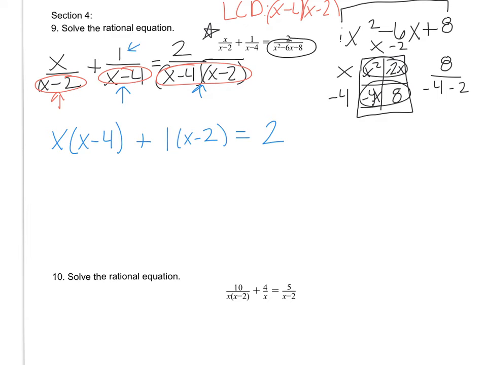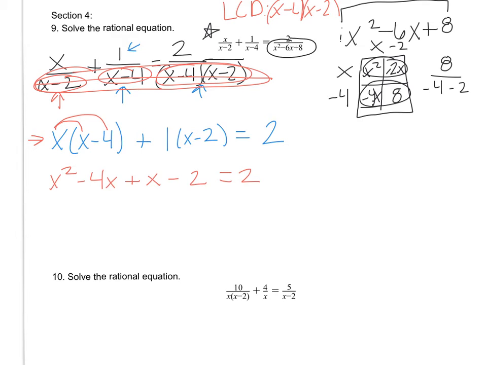Now, this is actually my new problem, because this whole thing just kind of canceled out. Everything on the bottoms canceled out, but we kept whatever was not included in the LCD on the bottoms of the fractions, and put them on the top. We were multiplying them. So now we're distributing this x. I can tell that becomes an x squared, and that becomes a negative 4x. And then I can distribute the 1, which just becomes plus x minus 2 equals 2.